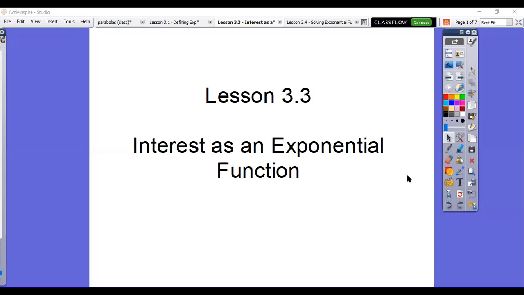Welcome everybody to lesson 3.3. Today we're talking about interest as an exponential function. Interest is something that you gain on savings accounts, bonds, things like that that slowly increase in value over time. So let's get cooking talking about interest.